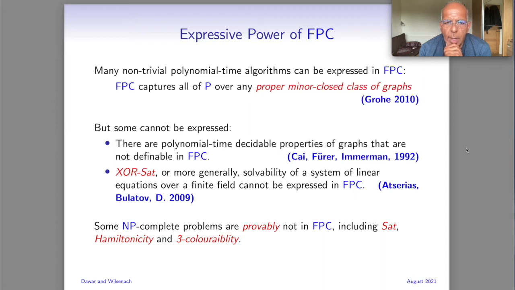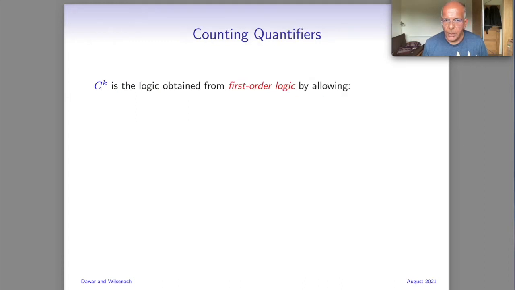We're going to look at how we prove that certain problems are not expressible in fixed point with counting, leading up to examples mentioned on this slide, such as satisfiability, Hamiltonicity, and three-colorability. We will start with the graph property of Cai-Fürer-Immerman, and we'll get there by first considering the tools needed for proving inexpressibility.